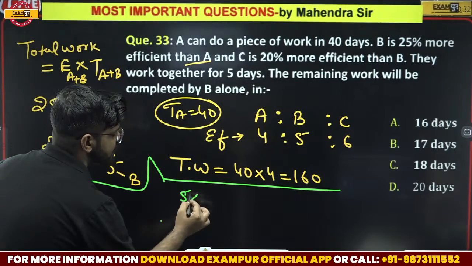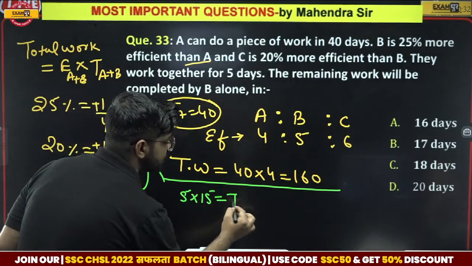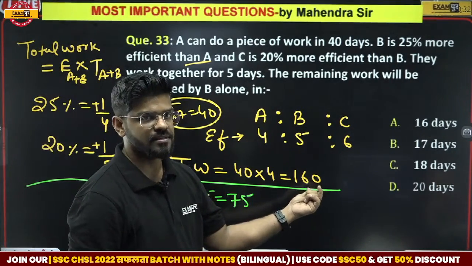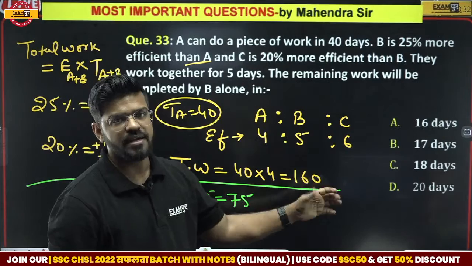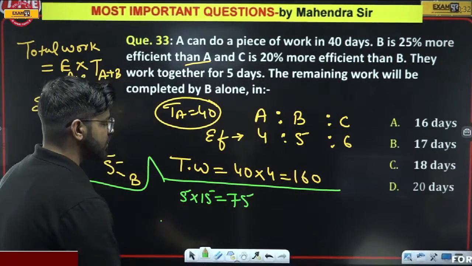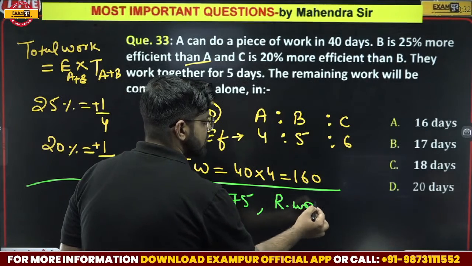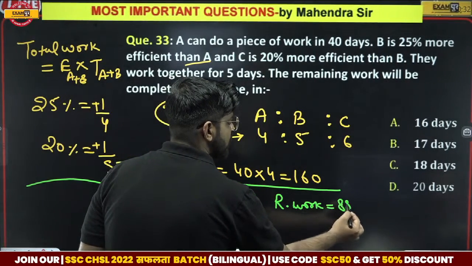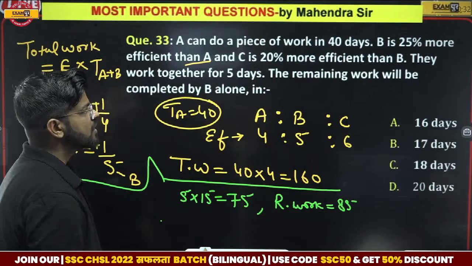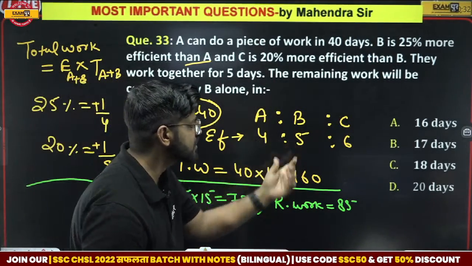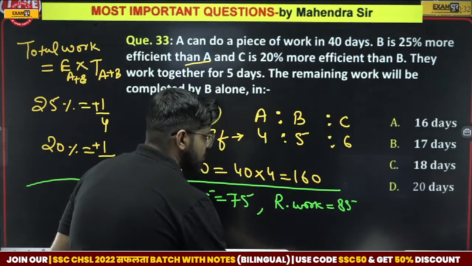So for 5 days they have worked. That means 75 work has been done. Total work was how much? 160. Out of this, 75 has already been done. Now the remaining work is what? It is 85. Clear? Now who has done the remaining work? Remaining work is done by B. B is 5.